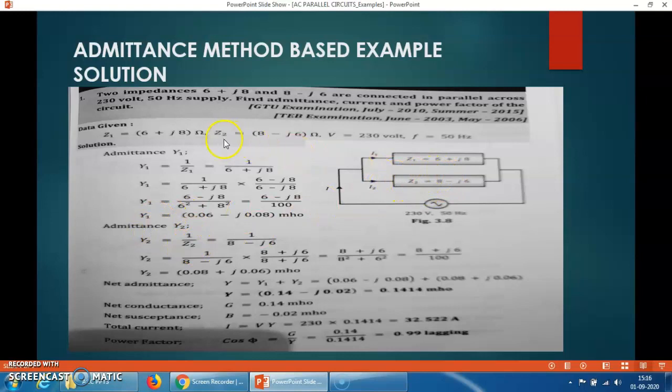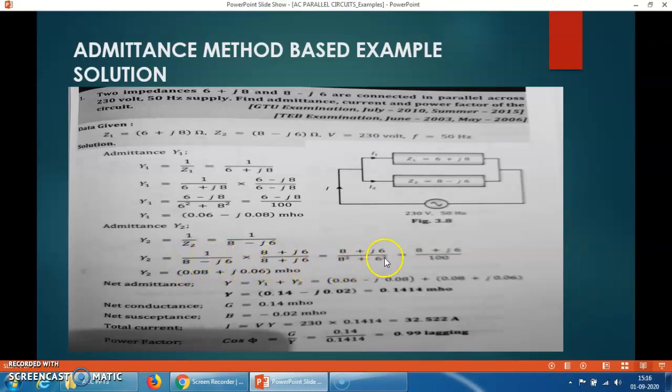Now substitute the value of z2. z2 is equal to 8 minus j6. So 1/(8 minus j6). Since it is a minus sign, multiply and divide by the plus sign. So (8 plus j6) divided by (8 plus j6). In the numerator, 8 plus j6 into 1, you will get 8 plus j6, and in the denominator, 8 minus j6 into 8 plus j6.